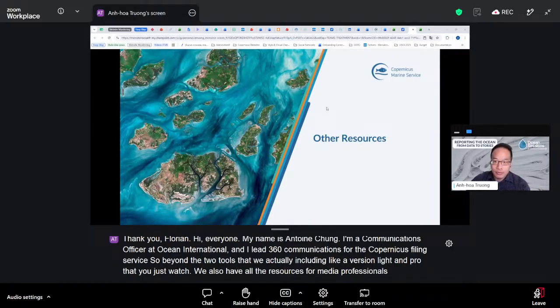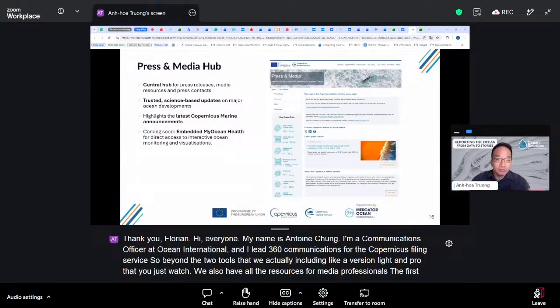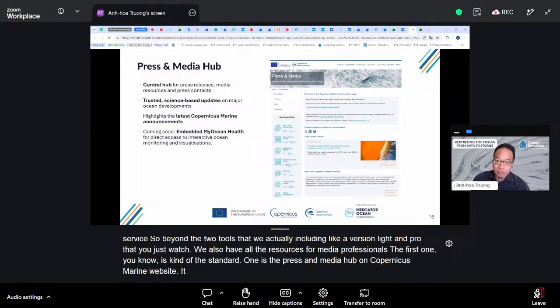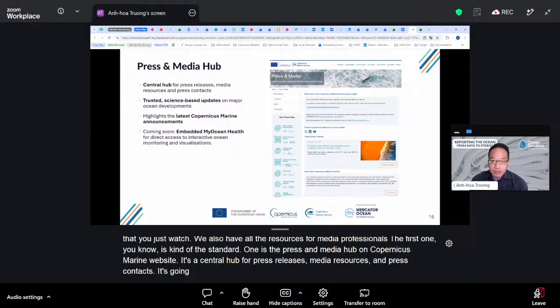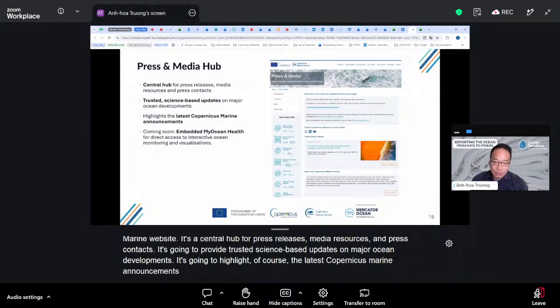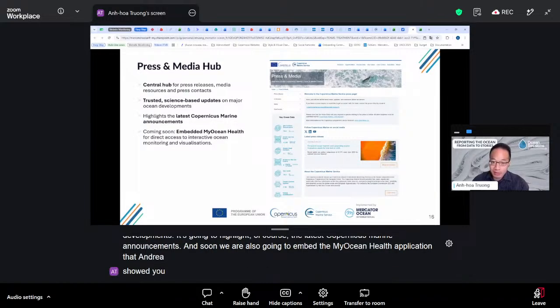The first one is kind of the standard one: the Press and Media Hub on the Copernicus Marine website. It's a central hub for press releases, media resources, and press contacts. It provides trusted science-based updates on major ocean developments and highlights the latest Copernicus Marine announcements. Soon we are also going to embed the MyOcean Health application that Andrea showed you today for direct access to interactive ocean monitoring and visualization.